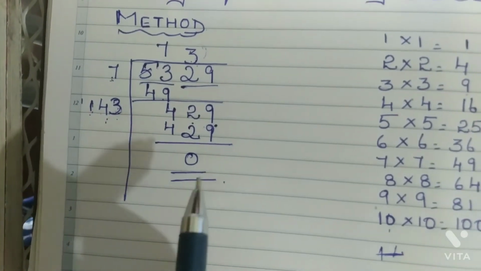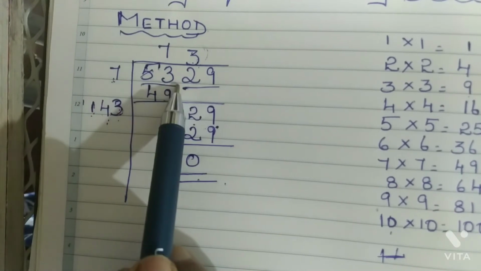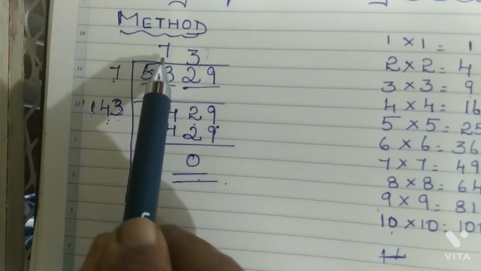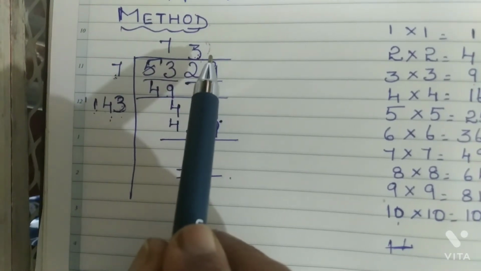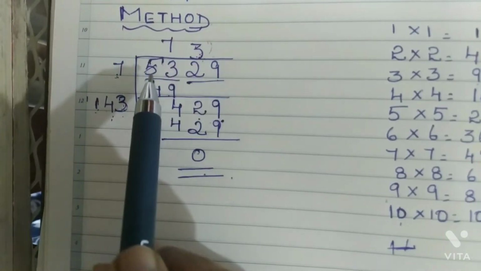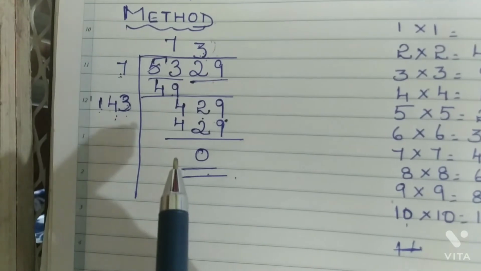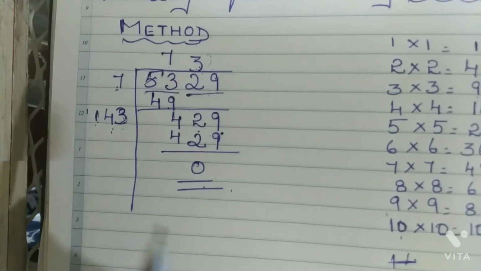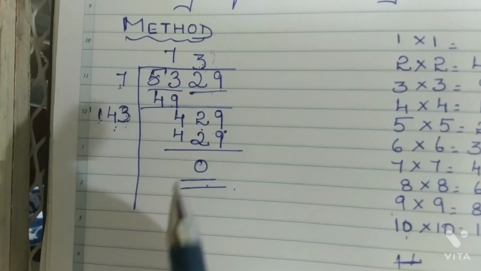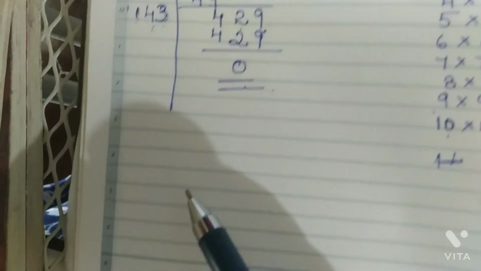So what is the square root of 5329? That is 73. So the quotient will be the square root of this number. Okay, so I would like to recap this step once again, or let us do one more sum so that you are thorough with this.